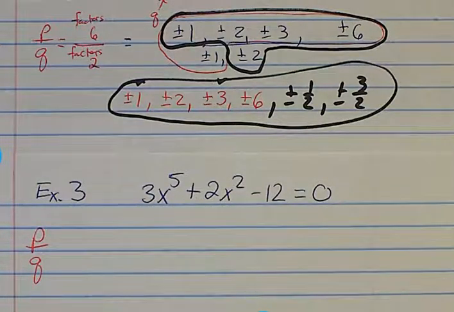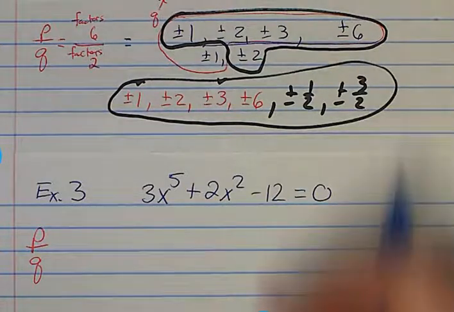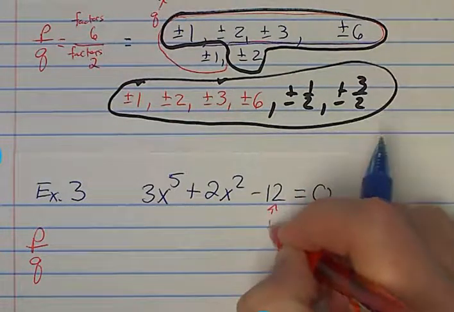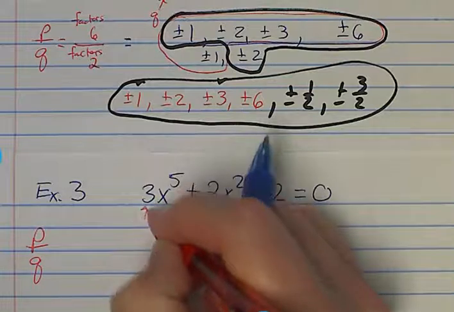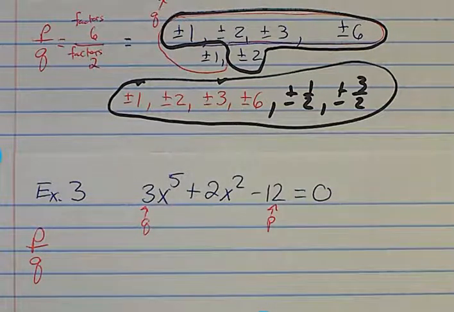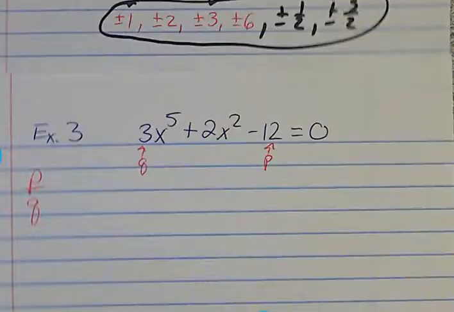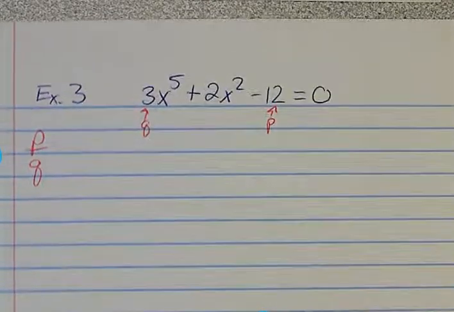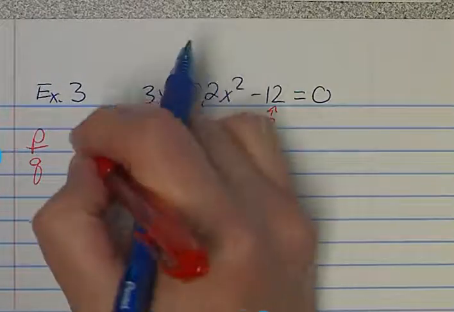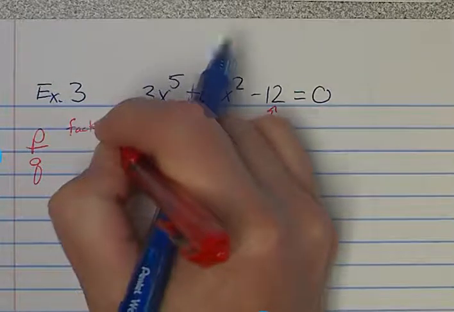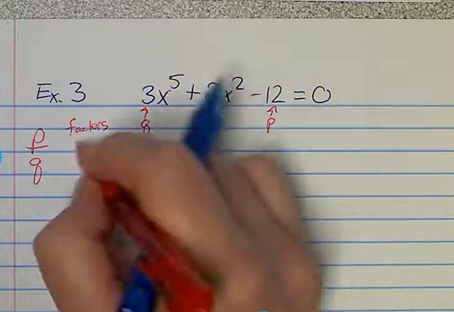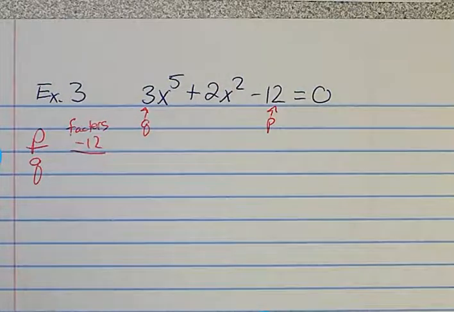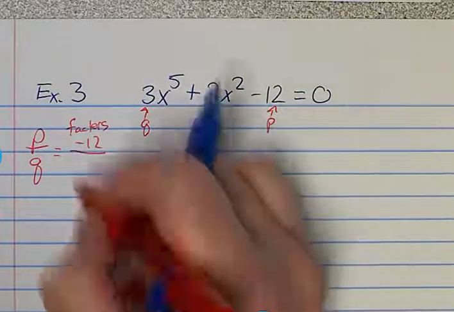Again, we're going to set it up so we have p over q. And p is the last number, and q will be the first number. So it's the factors of 12, and if you put negative 12 in there, that's fine, over the factors of 3.